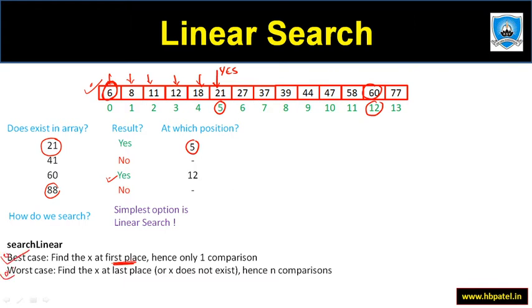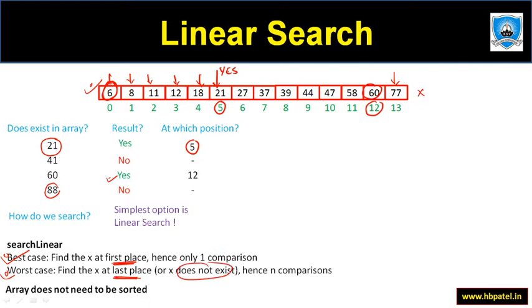Worst case is you are looking for something which is either at the last place or it is not available at all. In both cases, you will have to compare the search item with all these elements, and you will either not find that element, or you will find it at the end. That is the worst case.